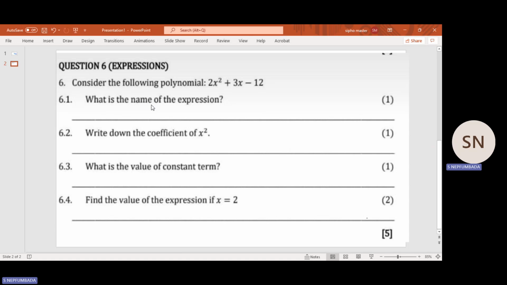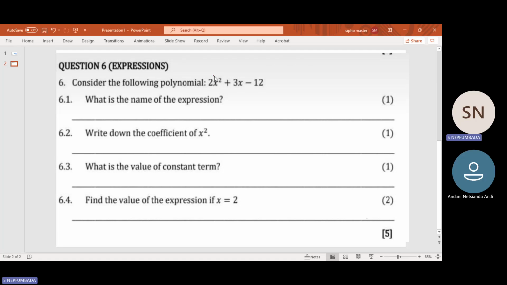So in order for us to describe the name of the polynomial, we have to count how many terms we have. So we count from 1, then we say 2, then we say 3. It means this is a trinomial. This is a trinomial because it has 3 terms.